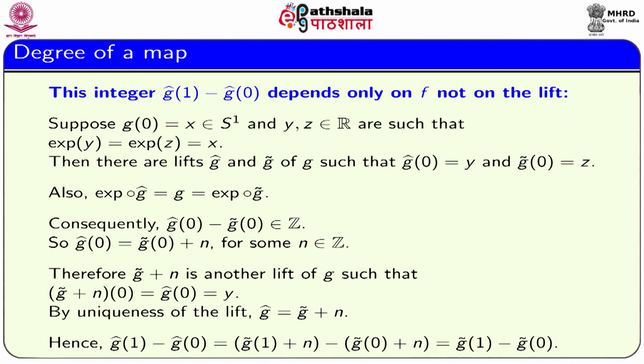Now, this gives that g tilde plus n is another lift of g such that g tilde plus n evaluated at 0 is g cap(0), and that is equal to y. By uniqueness of the lift, we then have g cap is equal to g tilde plus n. Hence, g cap(1) minus g cap(0) is g tilde(1) plus n minus g tilde(0) plus n, which gives g tilde(1) minus g tilde(0).